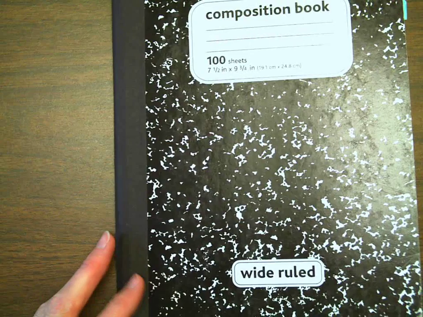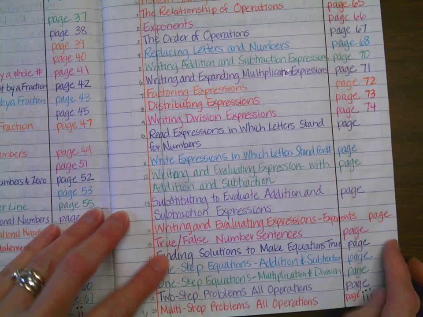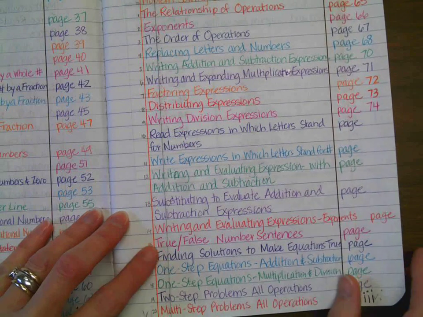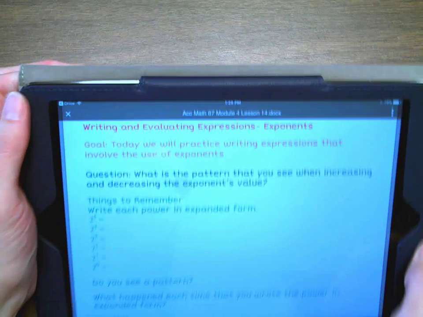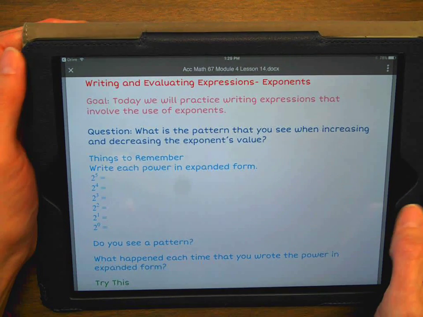We are still working in Module 4, and this is Lesson 14. Lesson 14 is called Writing and Evaluating Expressions Using Exponents. I will show you on the iPad. So here we have today's notes. Let me get it so that it's visible and you can see it.